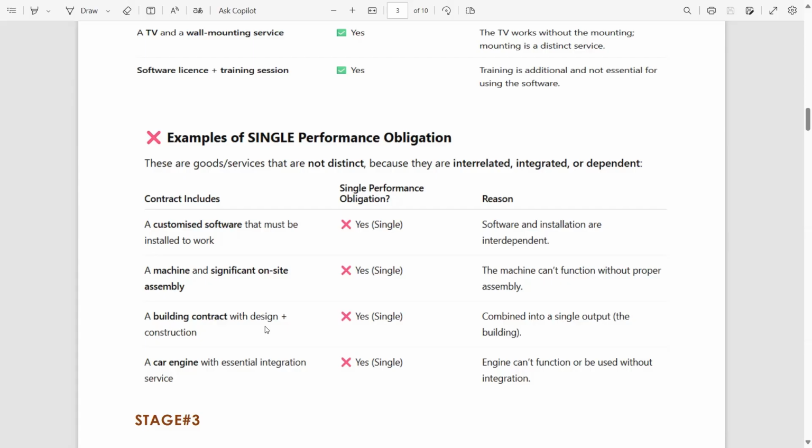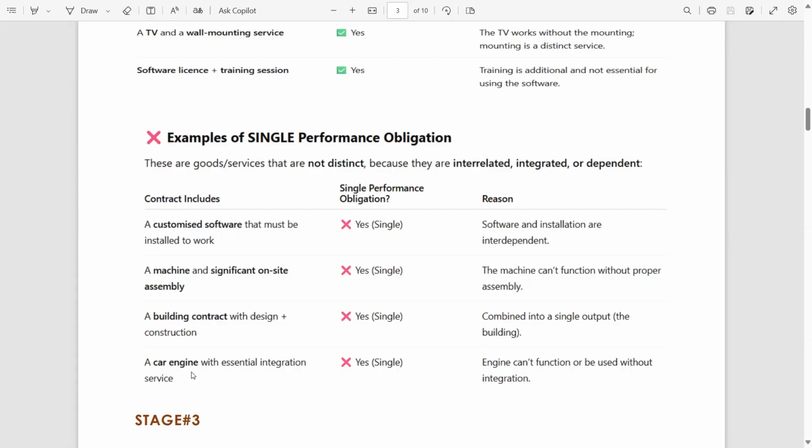A building contract with design plus construction? Yes, single. Combine into a single output, the building. A car engine with essential integration service? Yes, single. Why? The engine can't function or be used without integration. Same goes for the paper. If you are going to take a single paper from your tutor, then it's a single performance obligation.